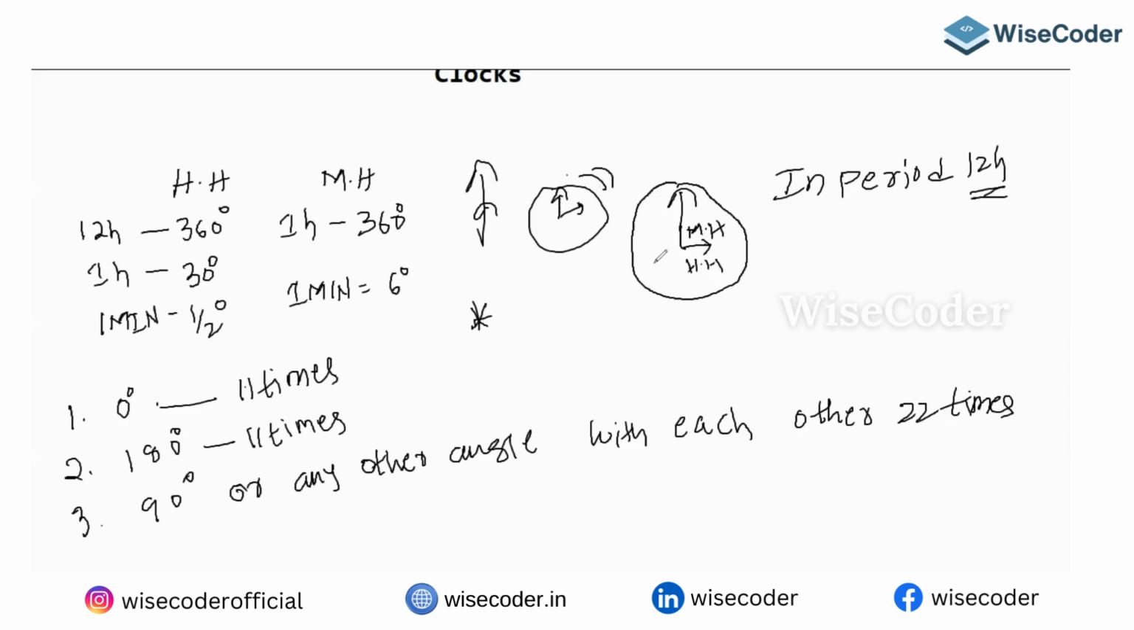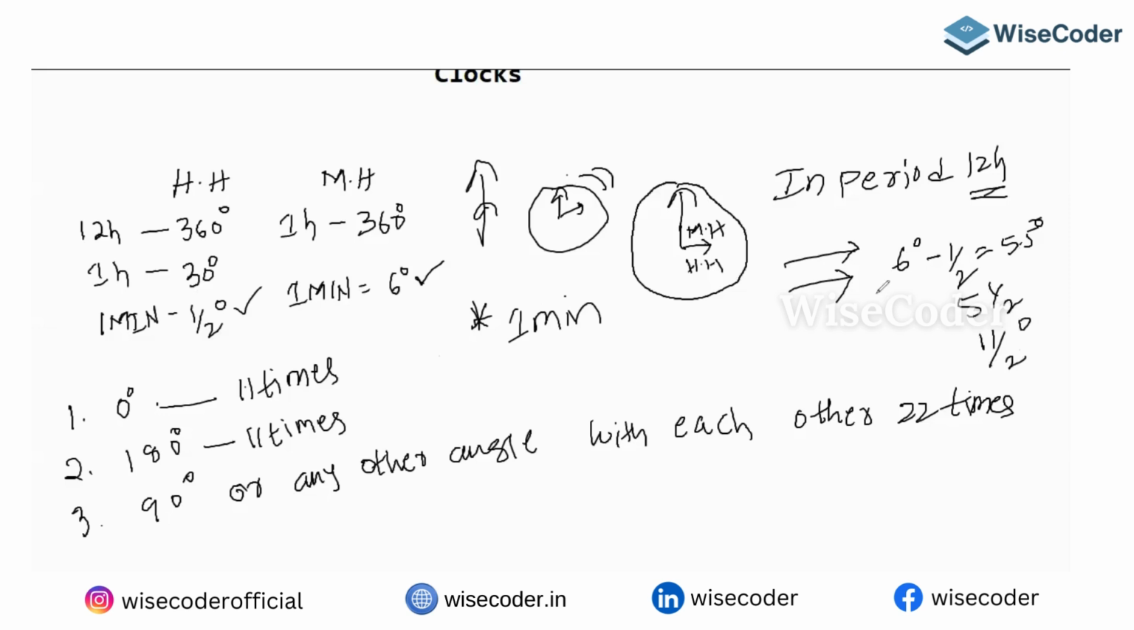Next, let's look here. In 1 minute, the minute hand will travel 6 degrees. In the same 1 minute, the hour hand will travel half a degree. So what is the distance traveled by both the minute hand and hour hand in 1 minute? When both are moving in the same direction, your speeds get subtracted. So 6 degrees minus half a degree gives 5.5 degrees, or 11 by 2 degrees.